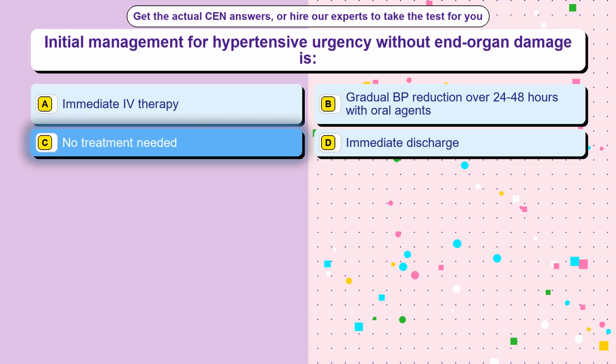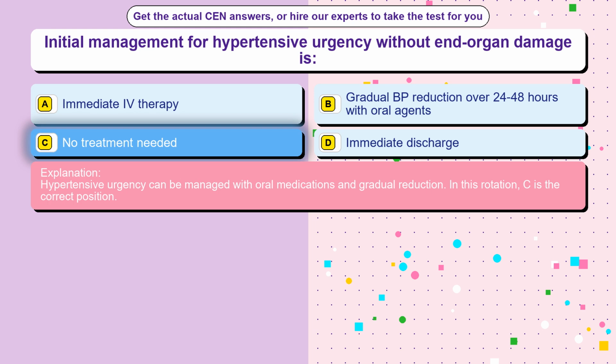The correct answer is option C, no treatment needed. Hypertensive urgency can be managed with oral medications and gradual reduction. In this rotation, C is the correct position.